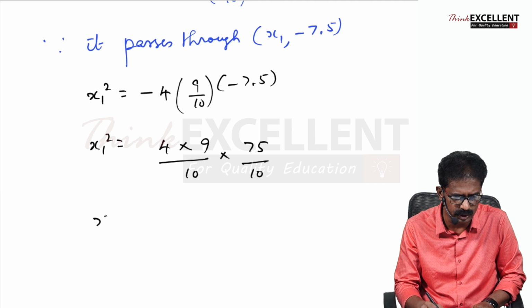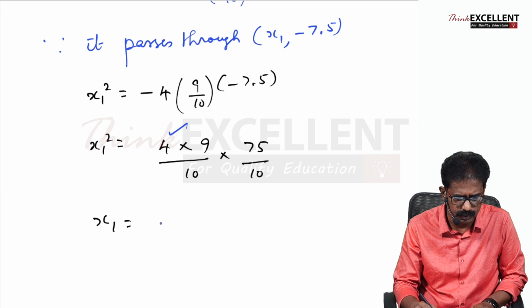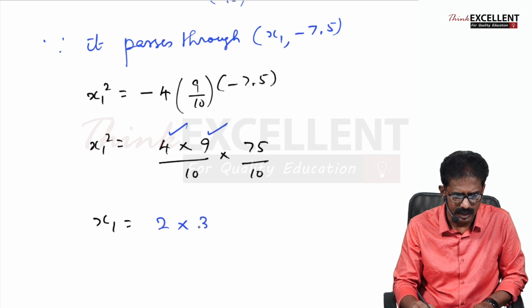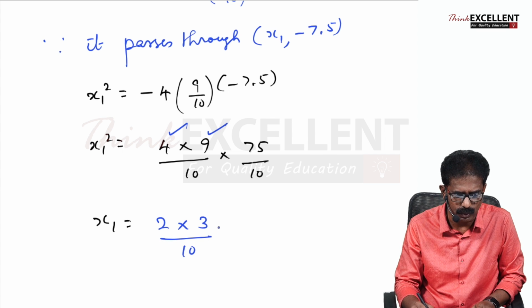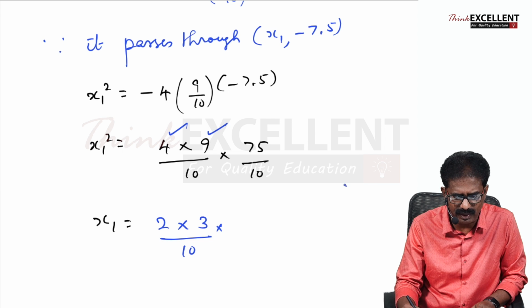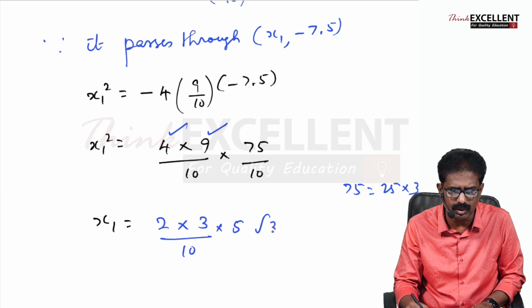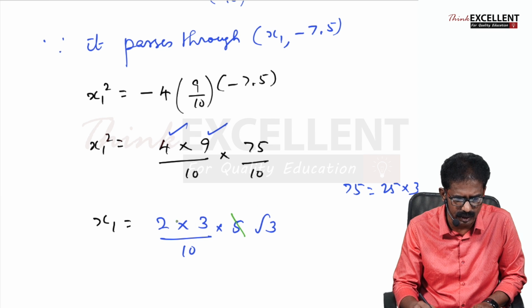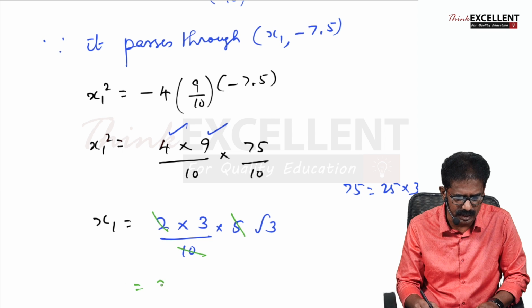Square root of every term, you take x1 equal to. See, 4 square root is what? 2. 9 square root is 3. Denominator, you can see 10 into 10, 2 tens, right? Take 1 ten. Then only one left out is 75. So 75 can be written as 25 into 3. Root of 25 is 5. Root of 3, we don't know root 3. Now we cancel numerator, you can see 5 into 2, right? 5 into 2 is 10. That 10 and 10 cancel. You are getting 3 root 3 as your answer.